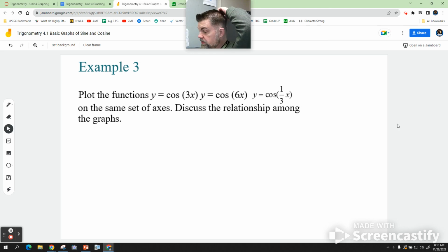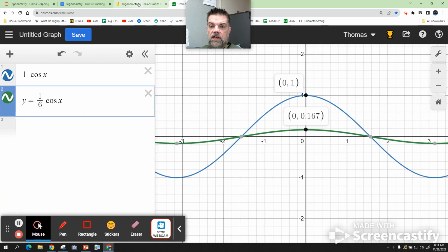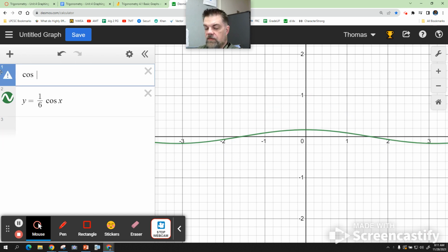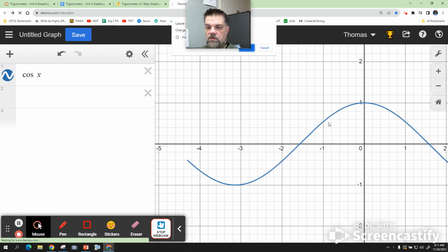So for example number 3, they want us to graph these 3 cosine functions. So let's do that real quick. I'm going to leave cosine of x up, and get rid of this original one. So that's the cosine. I'm going to move this over here.